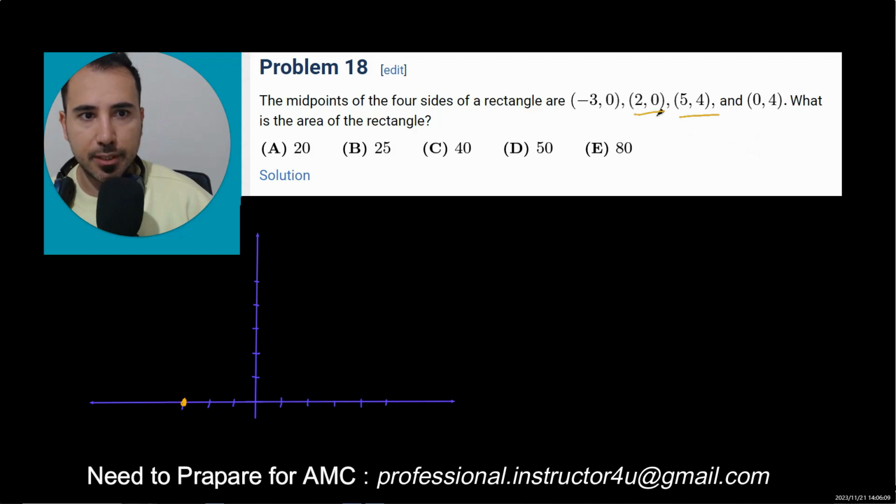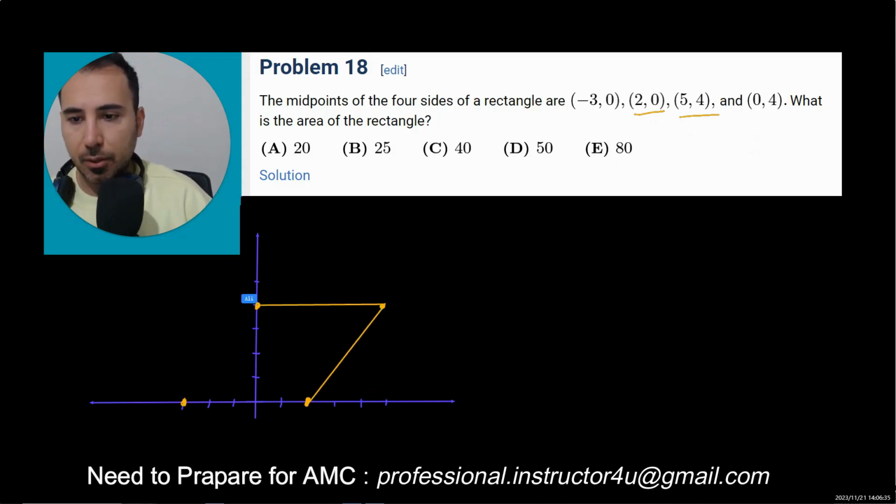Okay, 2 and 0. X will be 2 and 0. This will be another one. Okay, 5 and 4. 5 and 4 will be somewhere like this. Okay, and 0 and 4. It will be right over here. Okay, so if I connect all of these together, what shape is this?